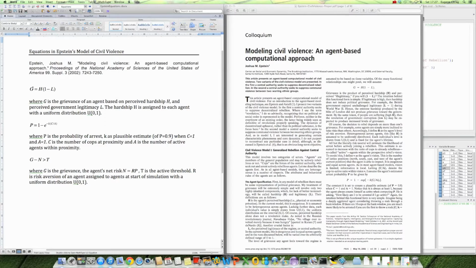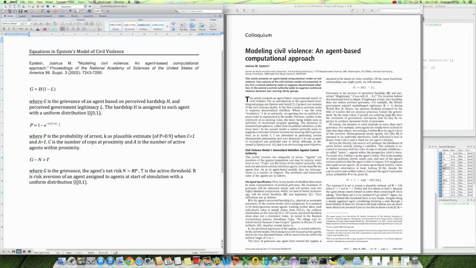Now the grievance works because of the 1 minus legitimacy term. Let's say the government has 0 legitimacy, then whatever H is, the grievance will be H. But if the legitimacy is 1, then 1 minus 1 is 0, it cancels all out, and 0 multiplied by H is 0. So the grievance will be 0 if the legitimacy is high. If it's really low, then the grievance will be really high. That's how this equation works.